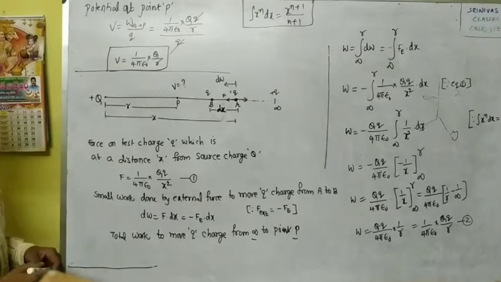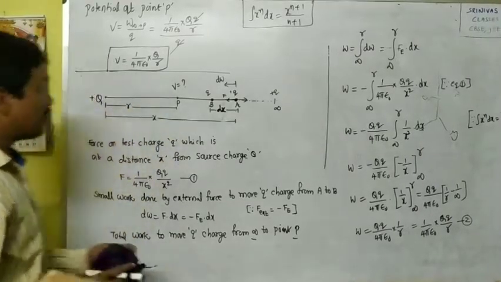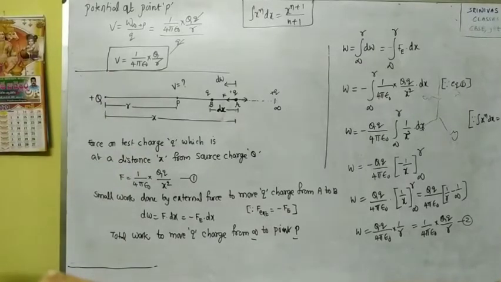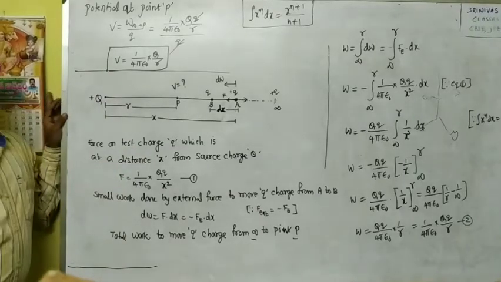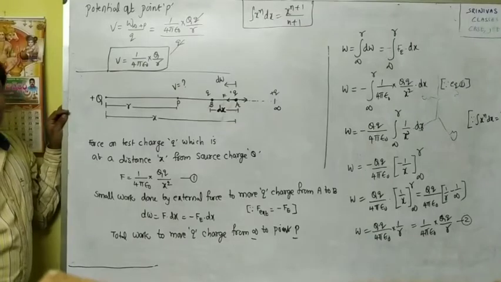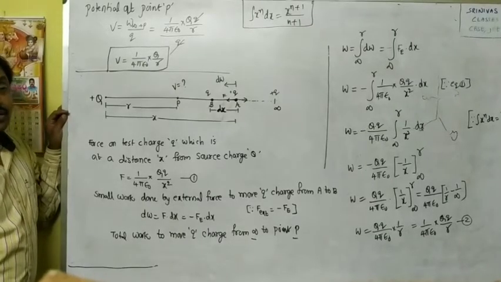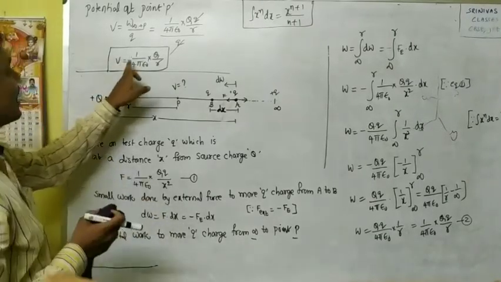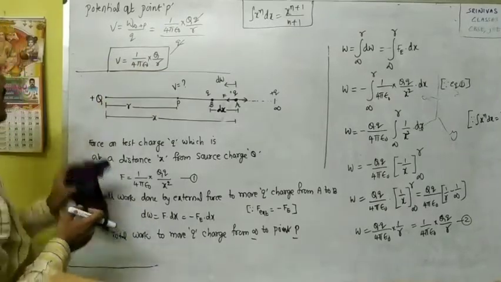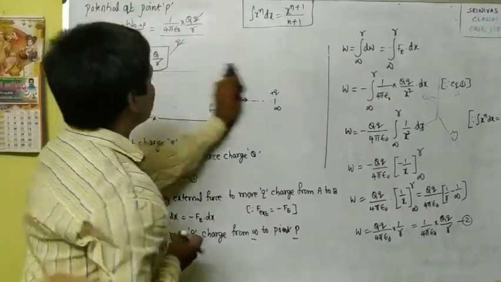This is the potential due to a point charge. On what factors does the potential due to a point charge depend? Let us see. The potential due to a point charge that we derived is 1 by 4 pi epsilon q by r. And now let us see.